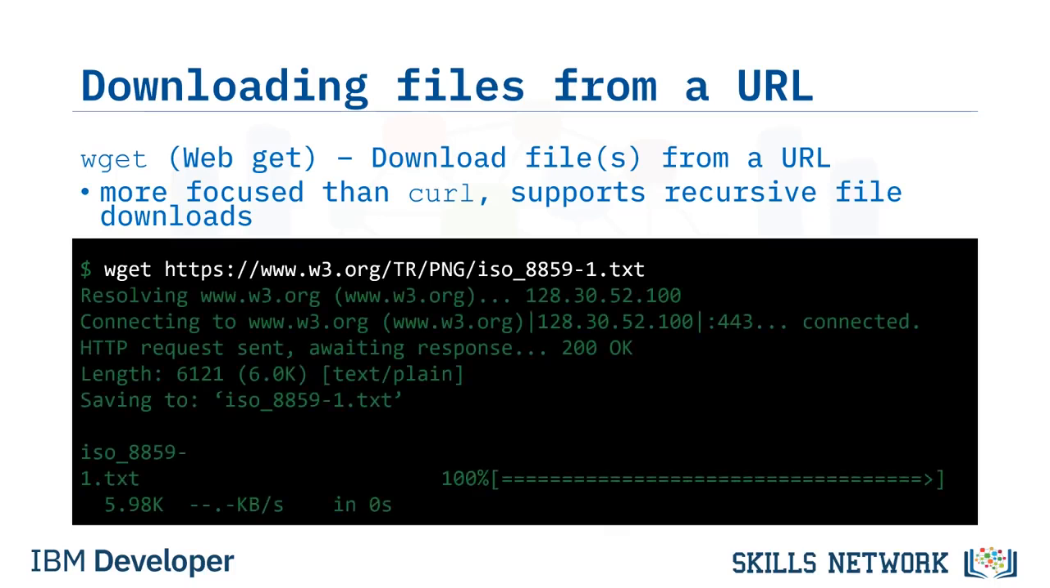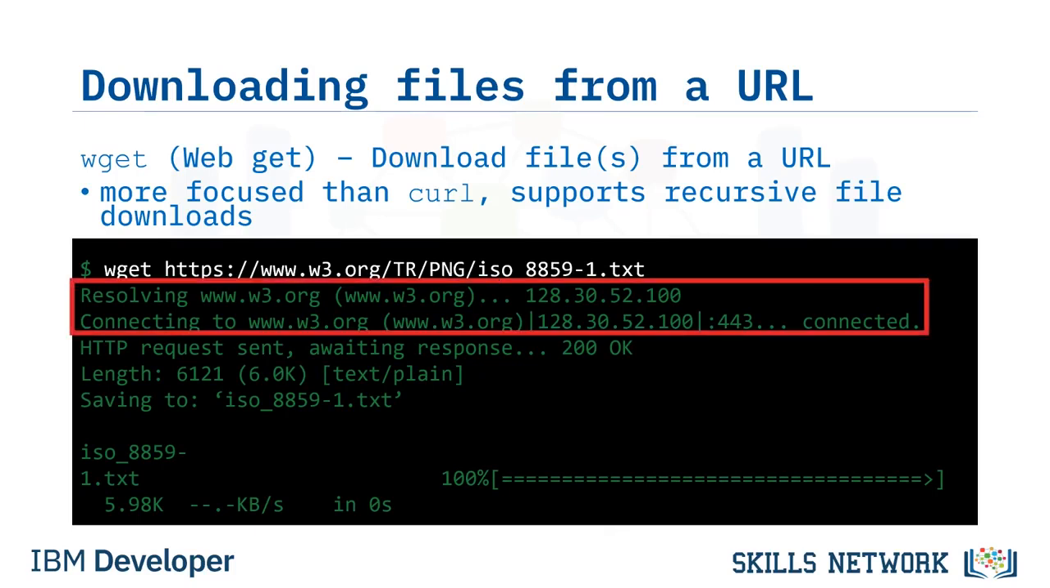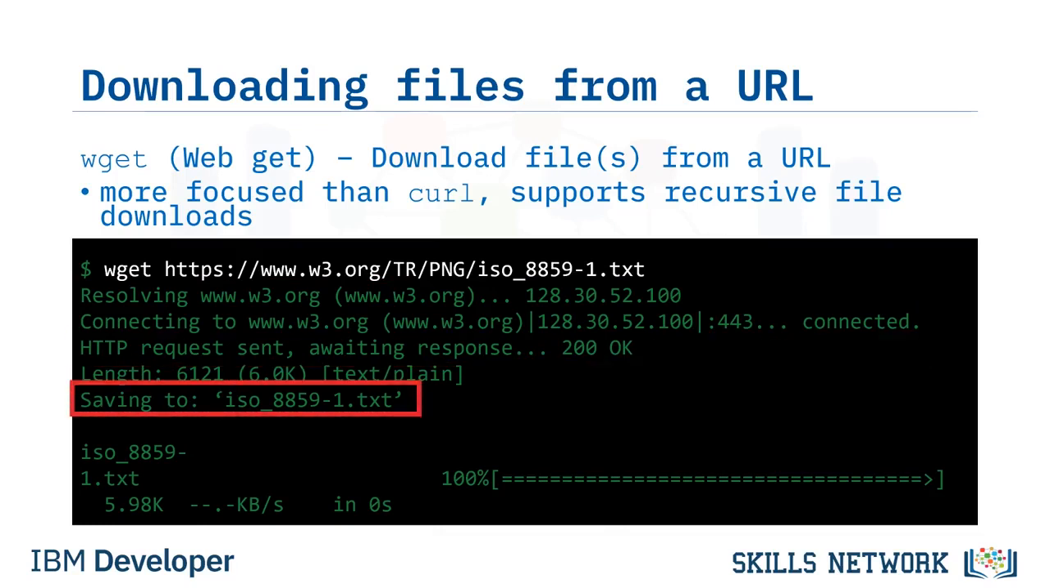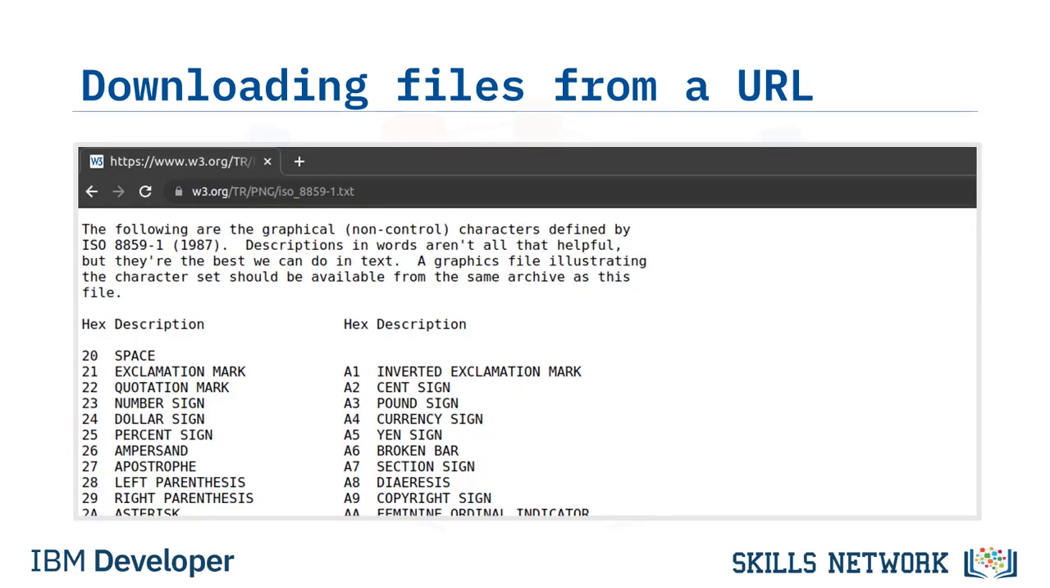wget returns information while it is downloading, such as resolving and connecting to the target server, HTTP request sent awaiting response, and saving the file, which it automatically names for you, to the current directory. For reference, here is what your browser shows you when looking at the data located at the URL. It's a simple text file.